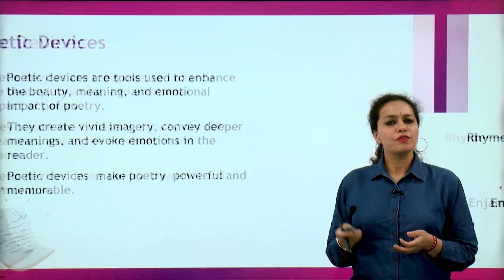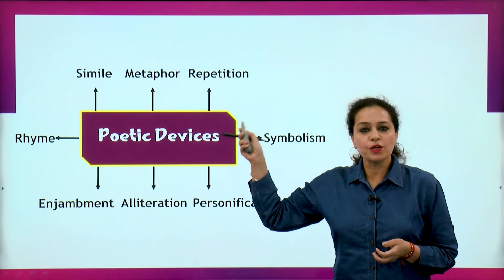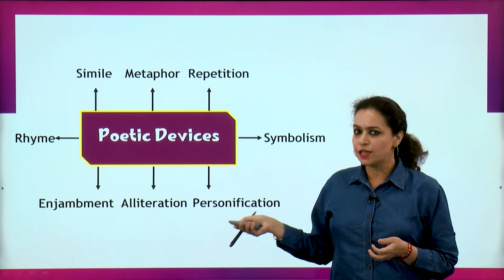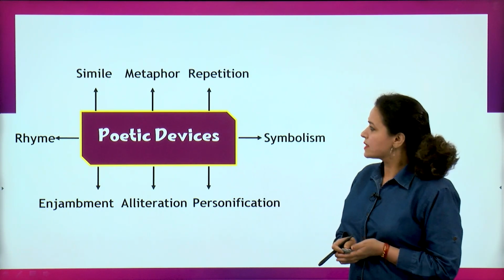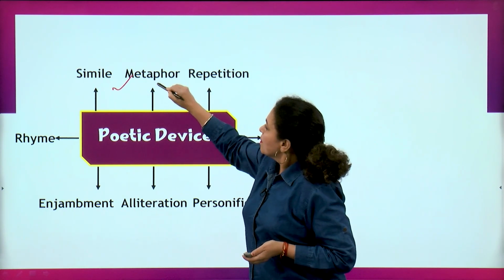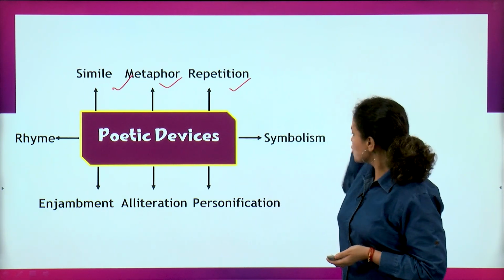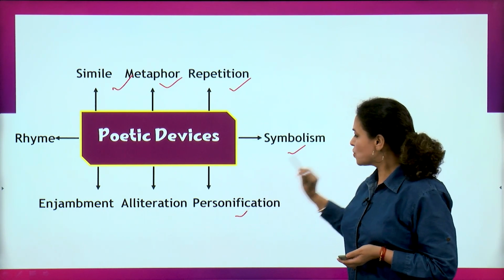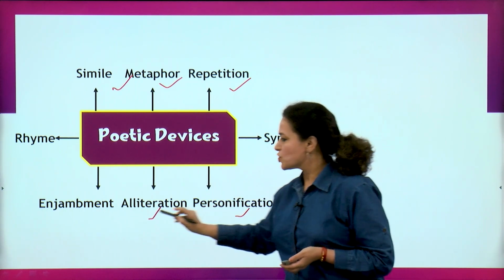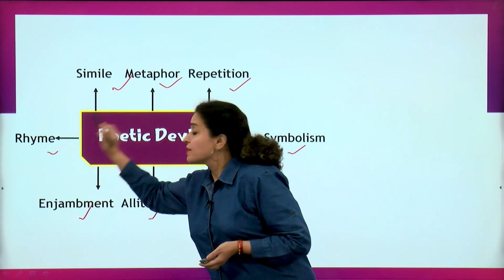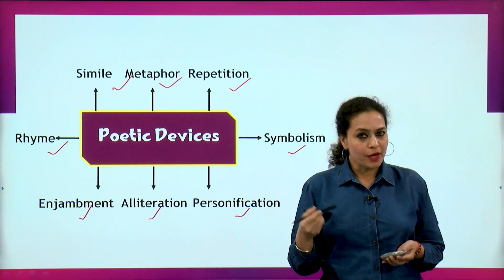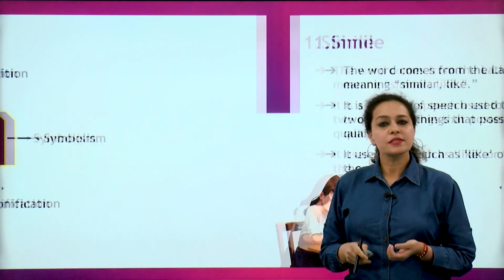Now, we have many poetic devices, but we are going to explore these 8 poetic devices, namely simile, metaphor, repetition, symbolism, personification, alliteration, enjambment and rhyme. We'll take one by one. Let's talk about simile first.